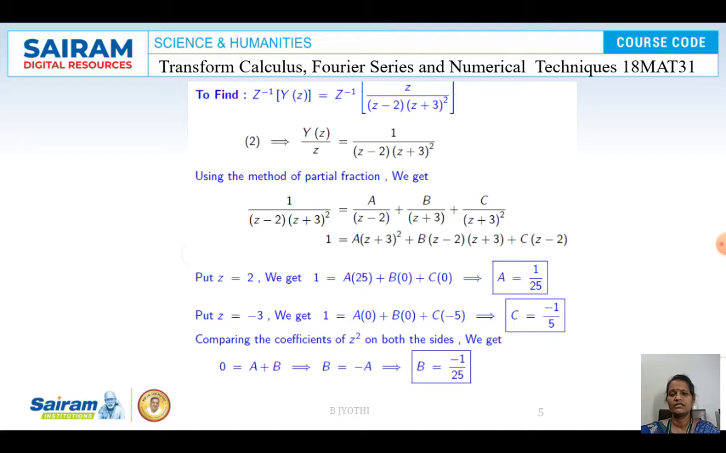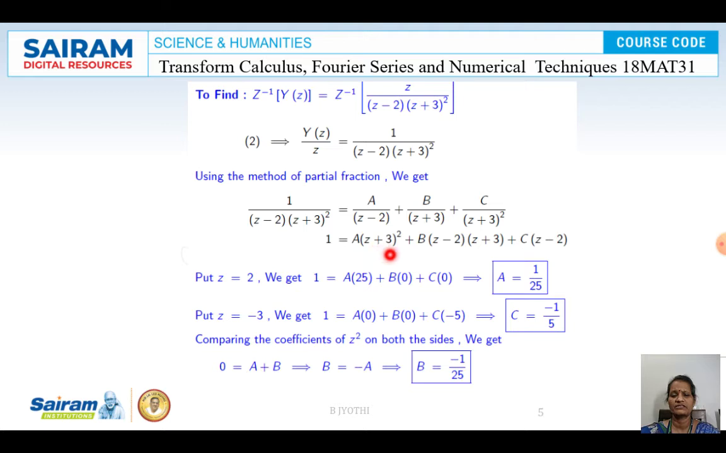So using the method of partial fractions, this can be written as A divided by z minus 2 plus B divided by z plus 3 plus C divided by z plus 3 the whole square. Now taking the LCM, we get 1 is equal to A into z plus 3 whole square plus B into z minus 2 and z plus 3 plus C into z minus 2. Now in order to find the values of A, B and C, we need to substitute the values of z suitably.